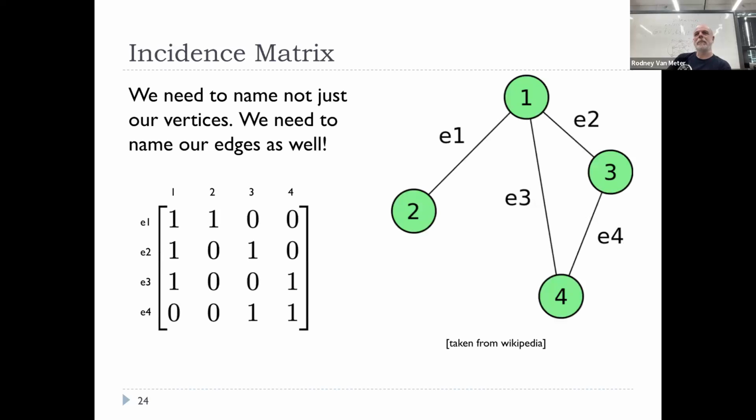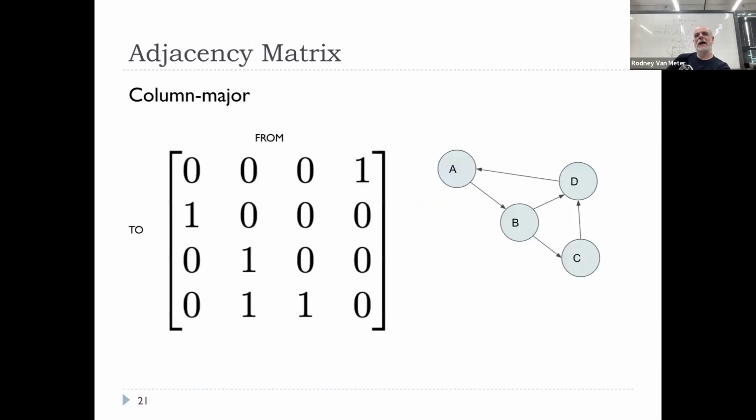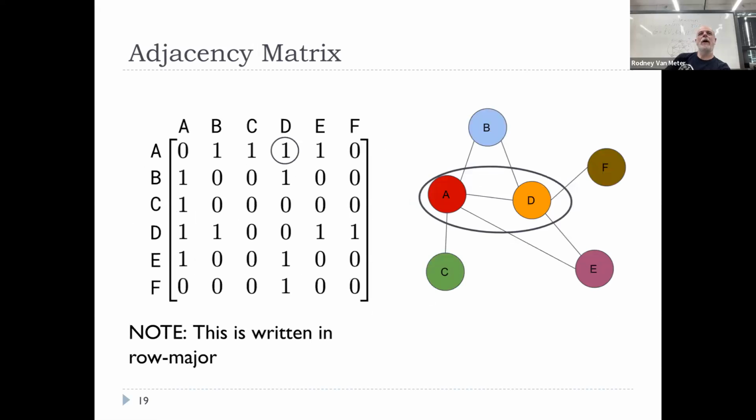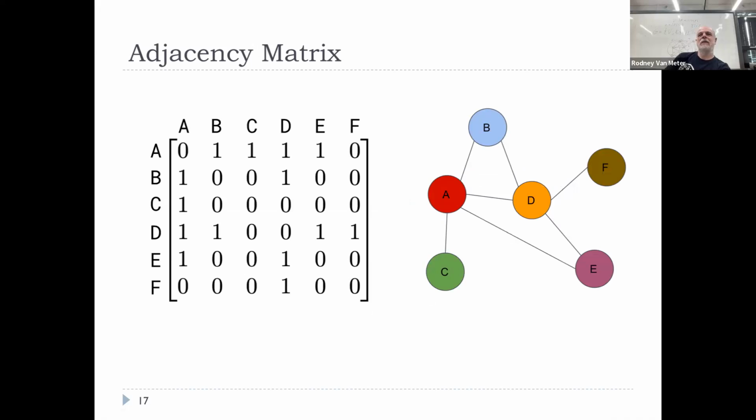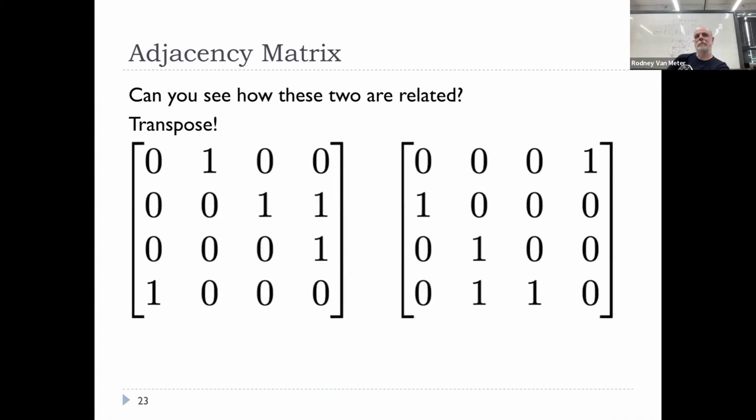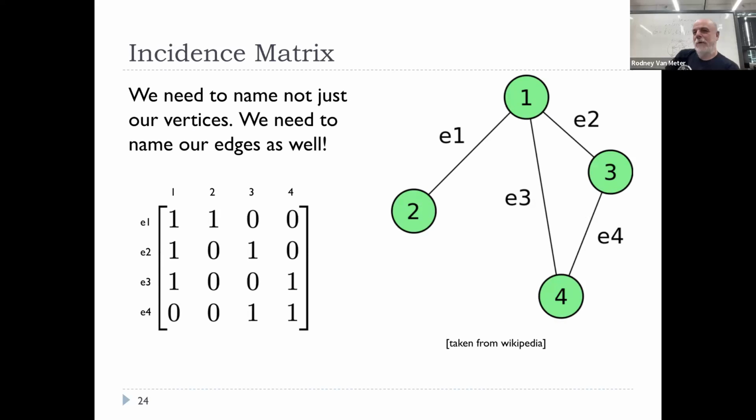All right. That was the adjacency matrix, where we have one row and column for each node in the graph, or each vertex in the graph. The other way we can describe the same thing is what's called the incidence matrix, where instead we describe both the nodes and the edges.